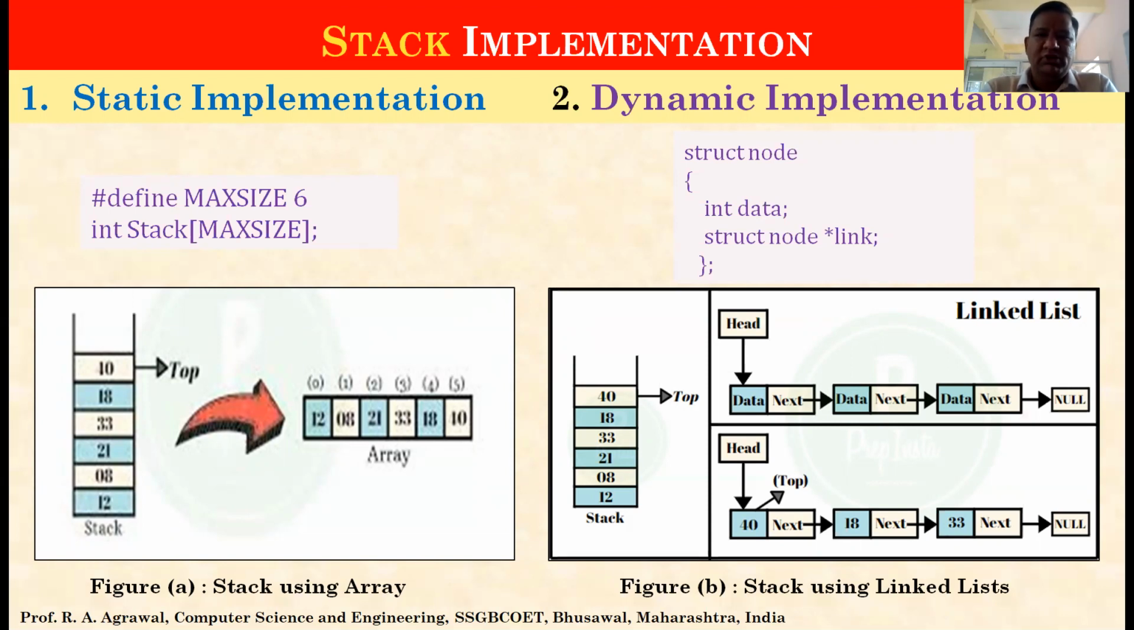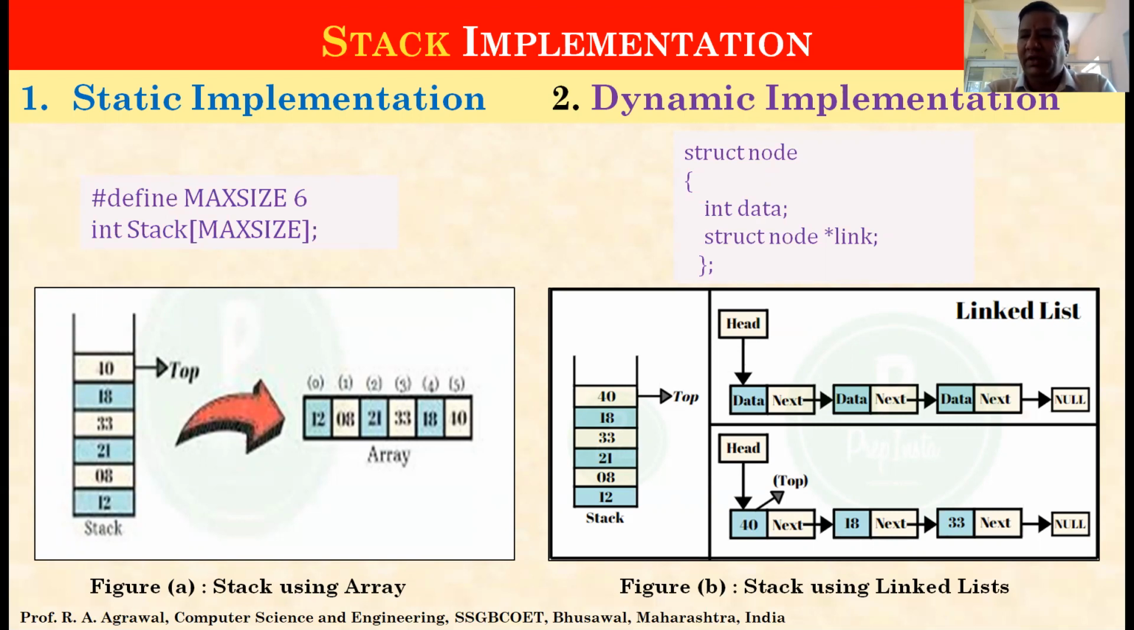Now, what is the difference between static implementation and dynamic implementation? In static implementation, the size of the stack has to be specified during compile time itself. In dynamic implementation, the size of the stack will be specified at runtime. Consider an example that we have declared a stack size of 100 elements, but we are using only 5 elements. In this case, we have allocated 100 elements, but we are using only 5.